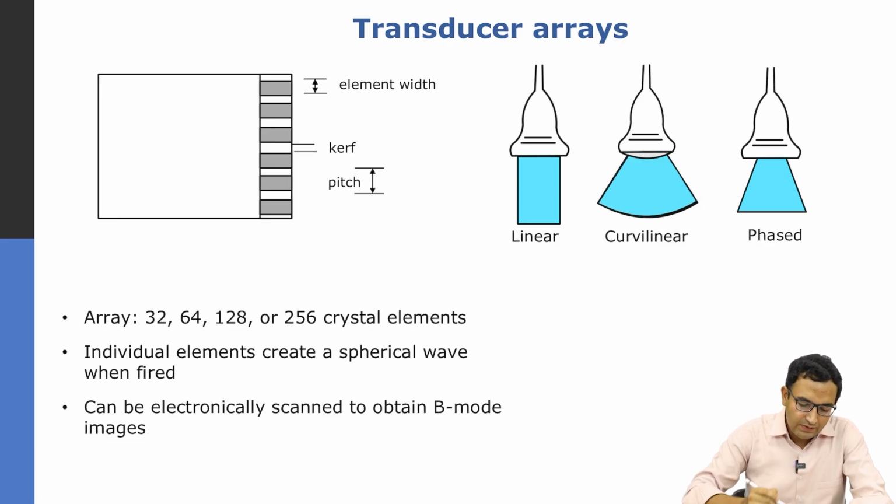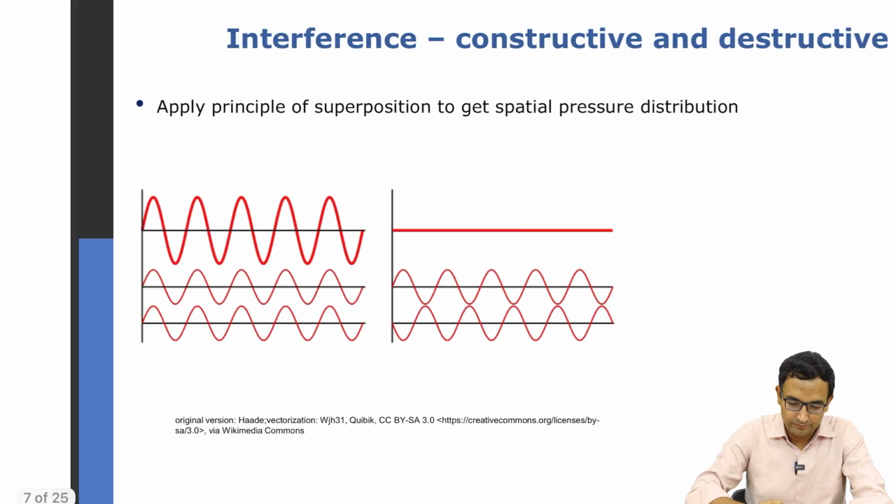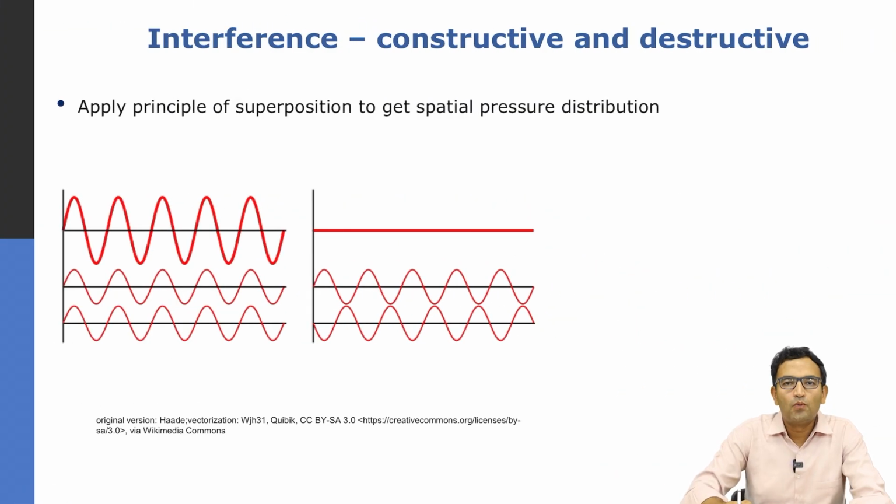Now when these individual elements fire, they create a spherical wave as we discussed in an earlier lecture, but we can electronically scan the array to obtain B mode images. When we look at signal emanating from a large number of elements such as 32, 64 or 256 elements, we can use the principle of superposition to get the spatial pressure distribution. Essentially, when we take signals from all these array elements, there is constructive and destructive interference at different spatial locations, and the resultant of that gives us the beam.